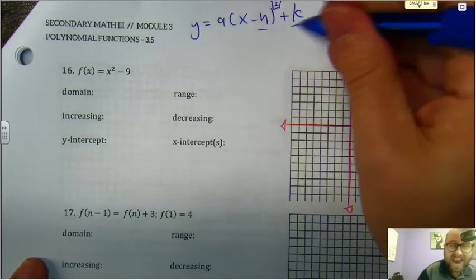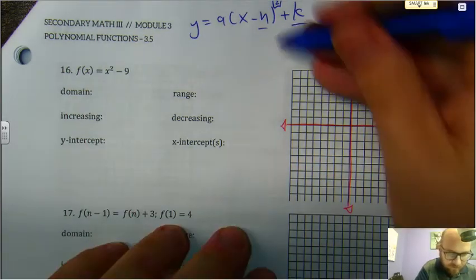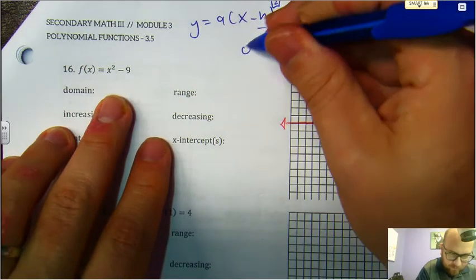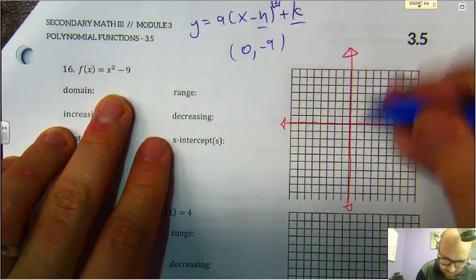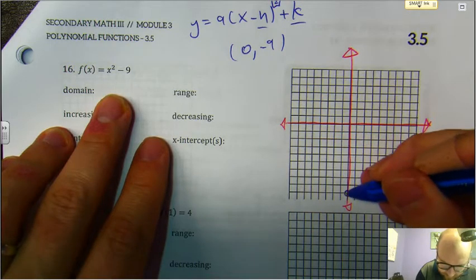My (h, k) is going to be my central location where I start everything in a parabola. That's going to be a vertex. So my (h, k) is (0, negative 9). So 1, 2, 3, 4, 5, 6, 7, 8, 9. I'm going to start right here.